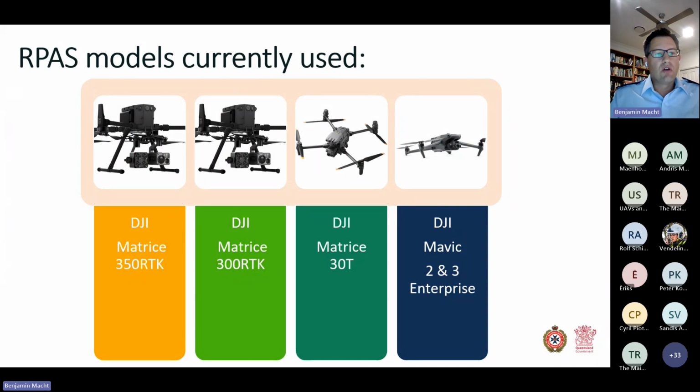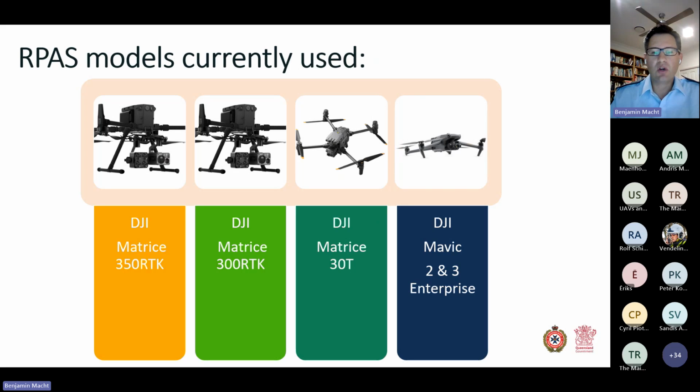What RPAS models are we currently using at the Queensland Fire Department? As you can see, heavily dominated by DJI. We're starting from the DJI Matrice 350 RTK with the H30T payload, which is a really, really good enhancement coming from the H20T, the Matrice 300 RTK.